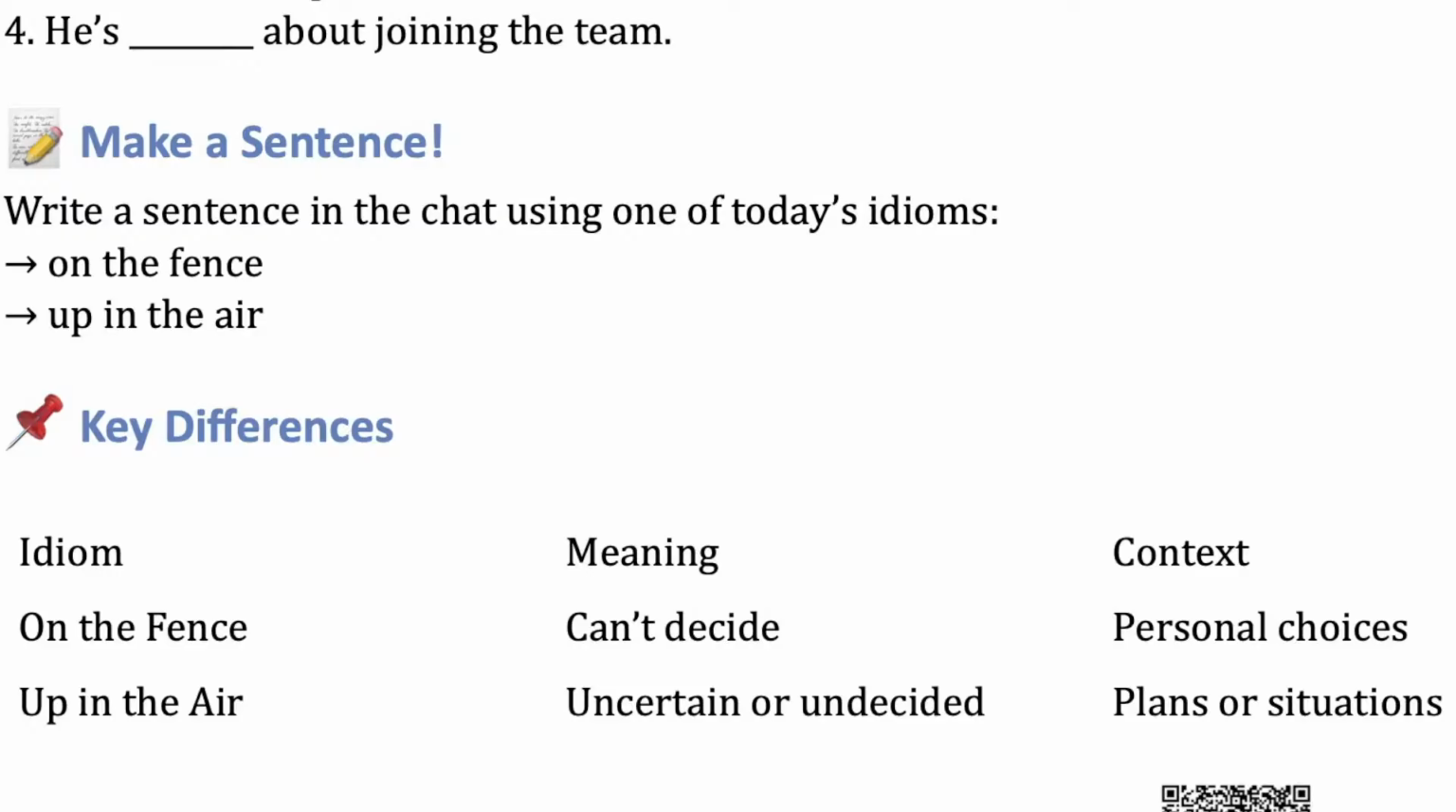So remember, look at the worksheet here. On the fence, can't decide, personal choice. Up in the air, uncertainty, plans or situations, and that's a situation, right? Your manager is deciding. You are not deciding. So it must be up in the air. Emilio, I don't know what to order. Pizza or tacos? Perfect. I am on the fence.